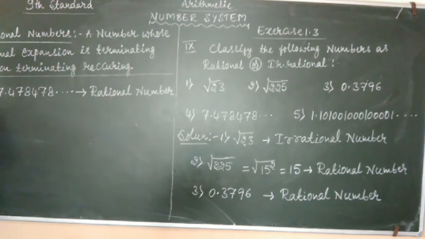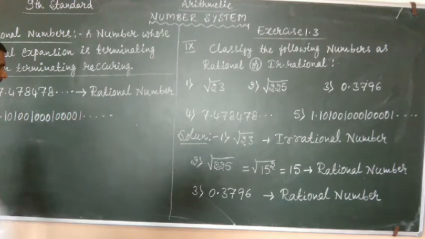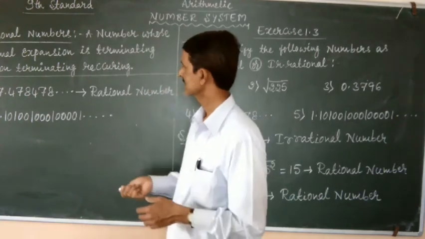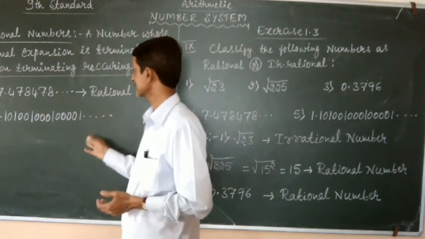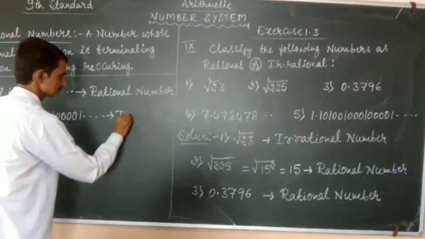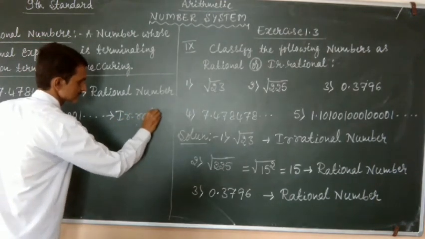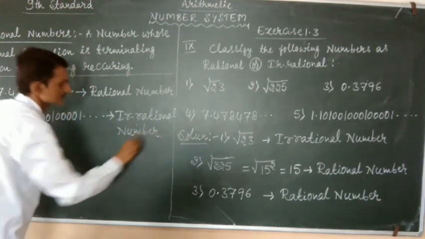Coming to the fifth one, 1.1010010001, etc., this cannot be expressed in the form of p by q. Therefore, it is an irrational number.